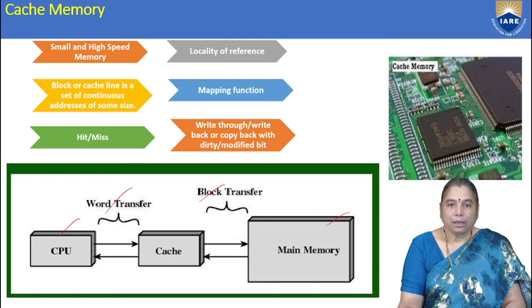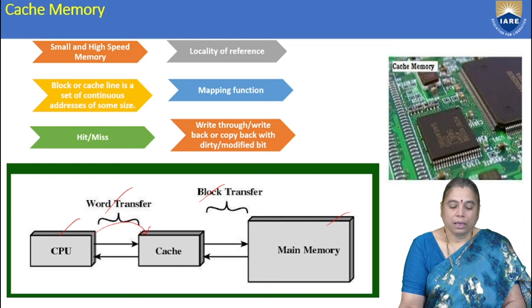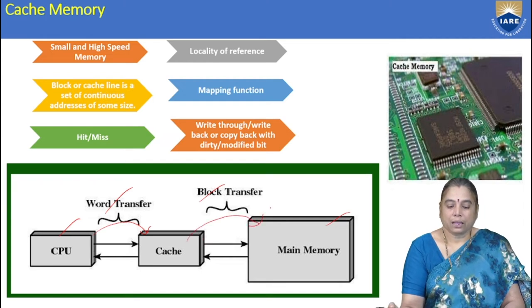So here, if a program or data has to be searched by the CPU, first it looks into the cache, whether it is available in the cache or not. If the data is available in cache, that operation is generally referred to as a hit. If it is not available, that operation is generally referred to as a miss. And after a miss, the CPU can move to the main memory and search for the needed program or data.